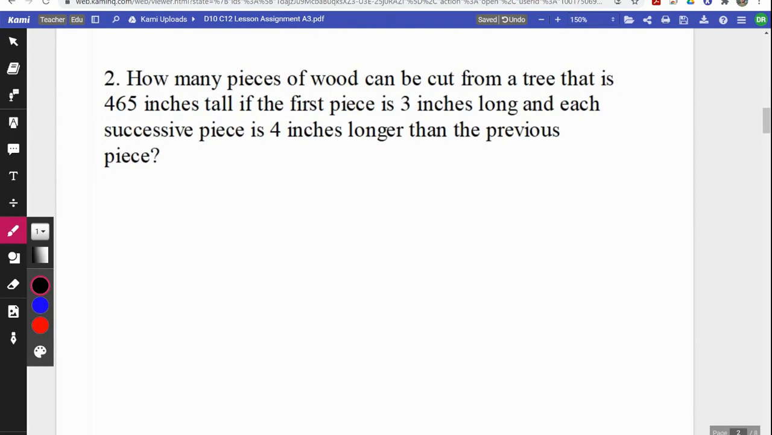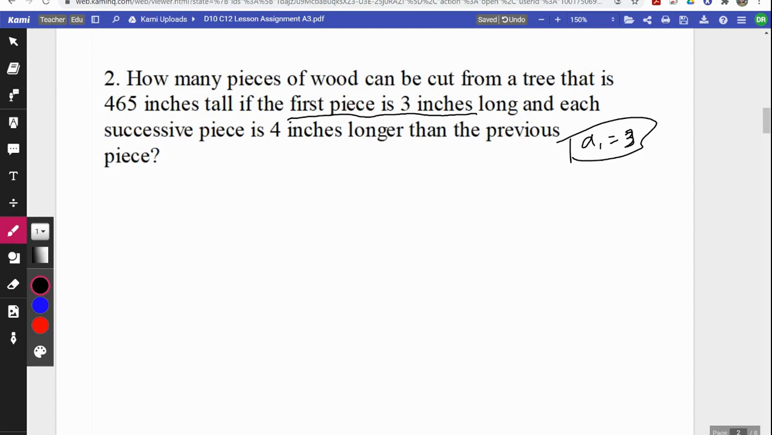How many pieces of wood can be cut from a tree that is 465 inches tall if the first piece is 3 inches long? So let's just pause for a second. Like, I don't really know where this problem's going yet because I'm just reading it for the first time. But I know that the first piece is 3 inches long. I mean, that's the beginning of a sequence. So even though I don't know what's happening, I know some piece of information already.